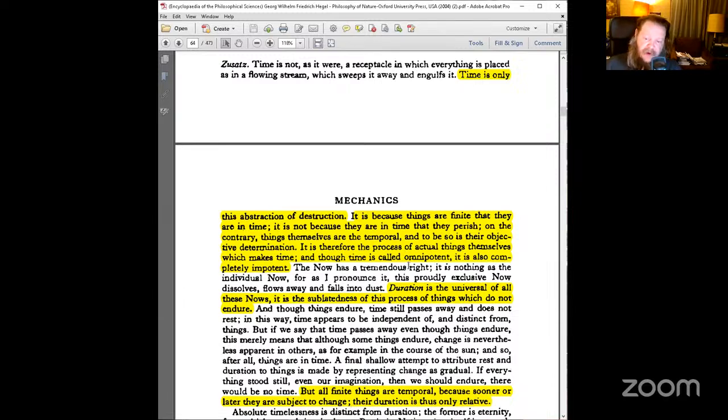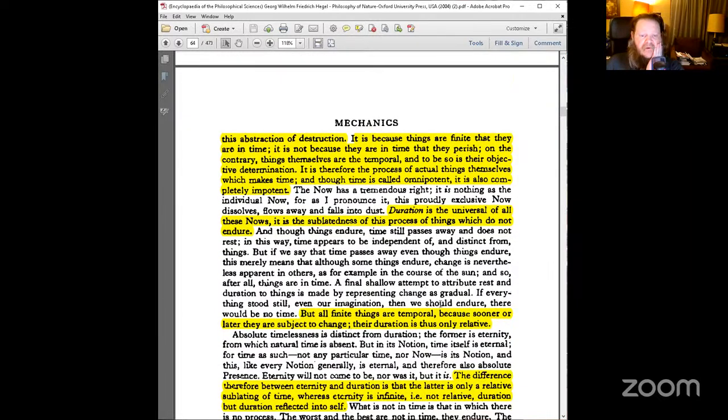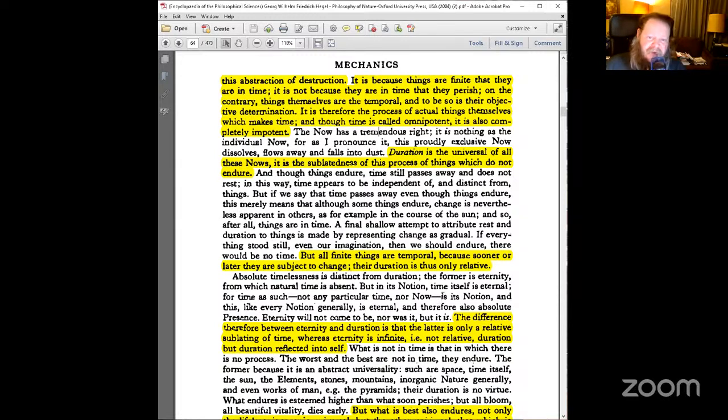It is therefore the process of actual things themselves which makes time, and though time is called omnipotent, it is also completely impotent. And this part, I love this. The now has a tremendous right. It is nothing as the individual now, for as I pronounce it, this proudly exclusive now dissolves, flows away, and falls into dust. Duration, all of those nows strung together, is the universal of all these nows.